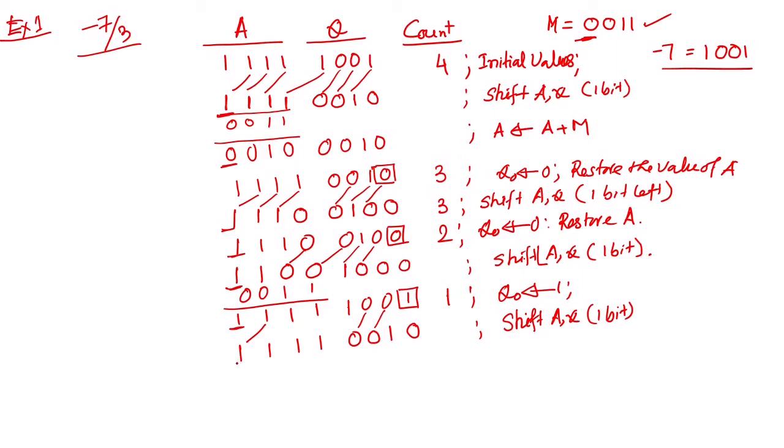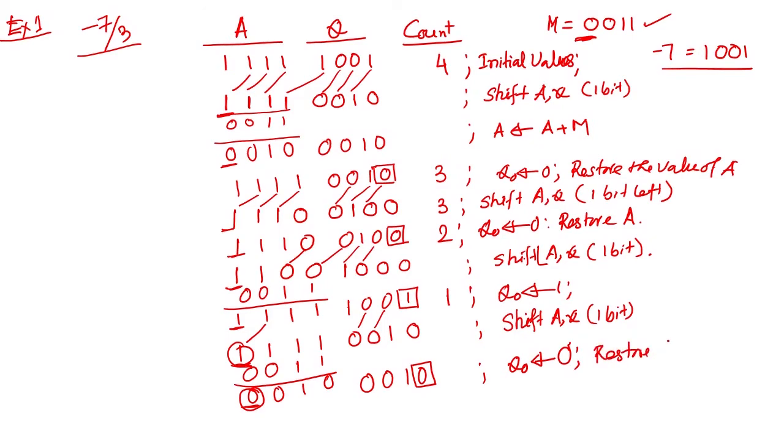After that, if the sign of A and M is different, then what we have to do? We have to add it. So, you add it: 0 0 1 1, 1 1 0 1, 1 1 1 1 0 1 1 0. This sign bit is 1, this sign bit is 0. So, then it is unsuccessful. If it is unsuccessful, then what we have to do? We have to set Q0 is 0. So, Q0 is 0 and then restore the value of A.